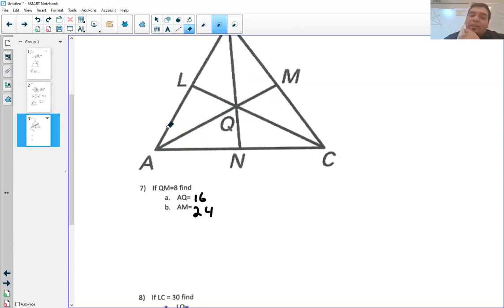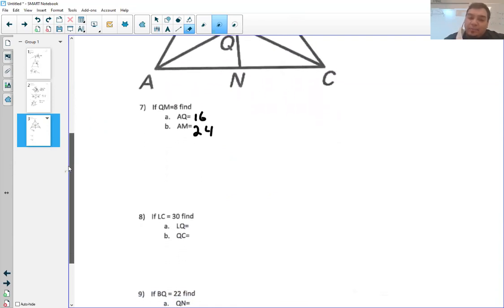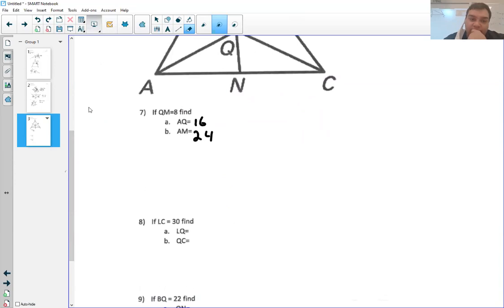So I gave you the small one first. This one, LC is 30. Now let me zoom this out so everyone can see this at once.